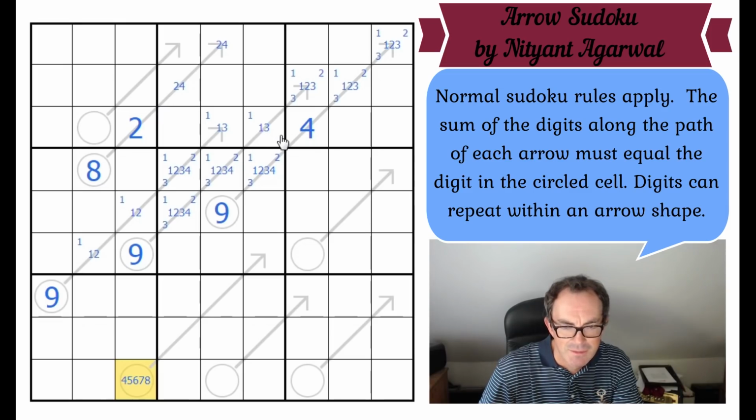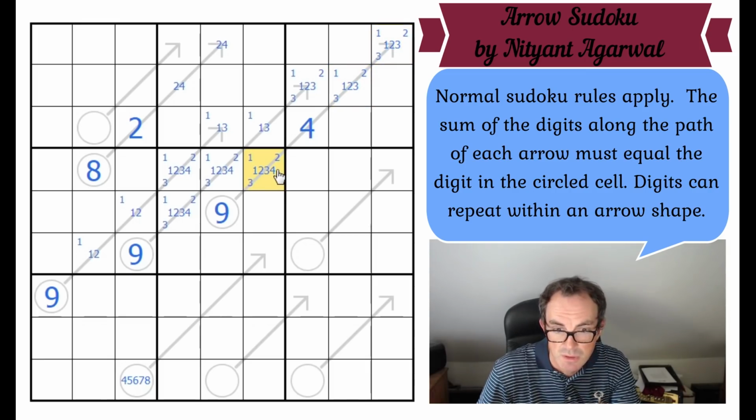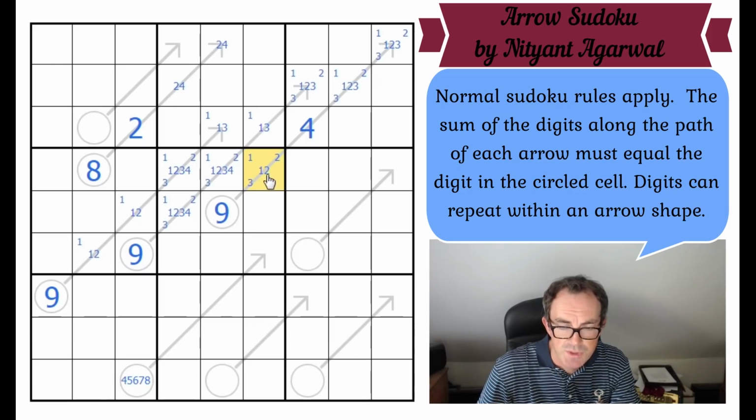Okay, so now this square can't be a 3 or a 4, can it? Because if I put 3 or 4 in here, I'd have to put 2 1s or 1 0 into there, so that's not going to work. So this is a 1 or a 2. If it's a 2, this is a 1-2 pair. If it's a 1, this is a 1-3 pair. So there's no 1 here now.